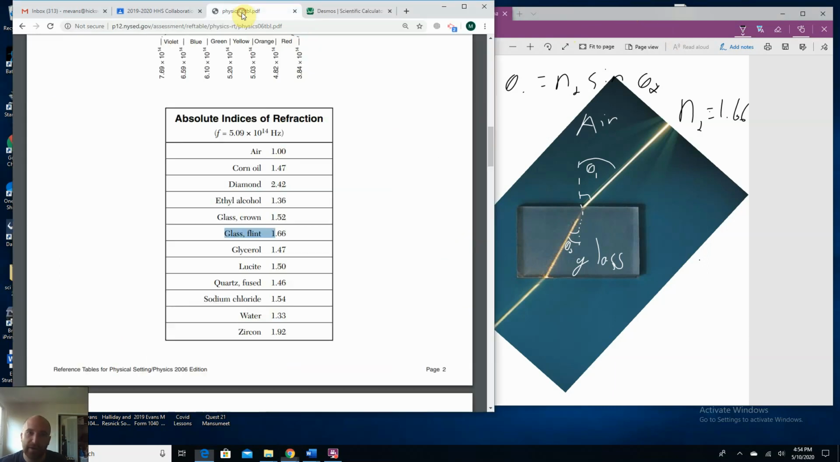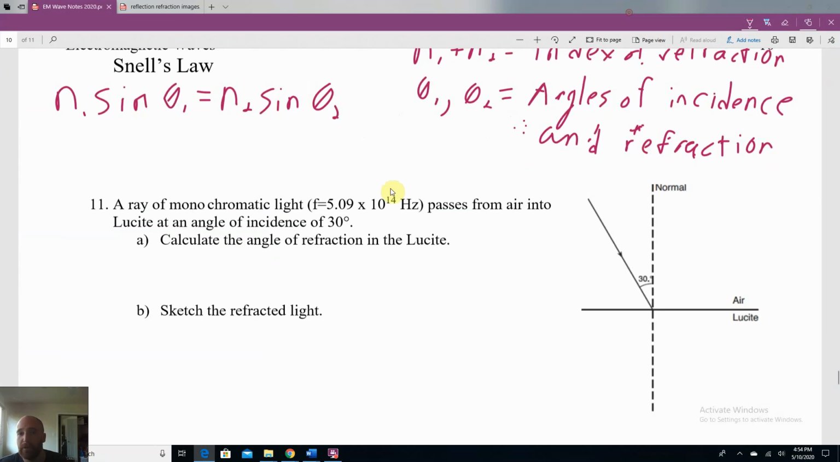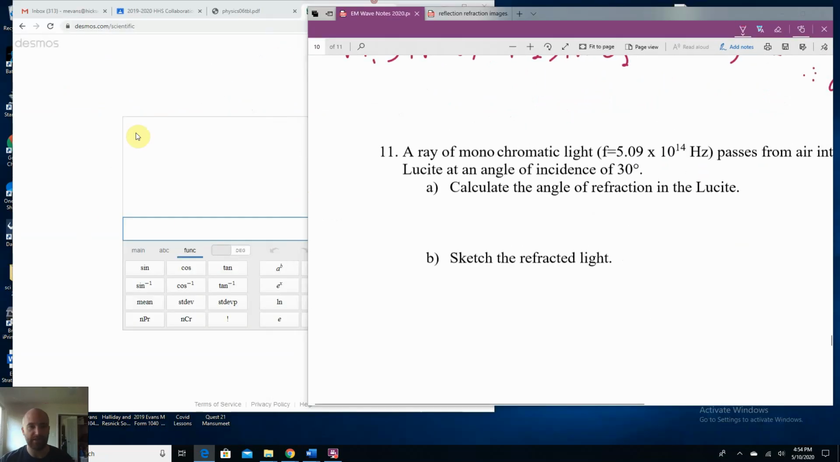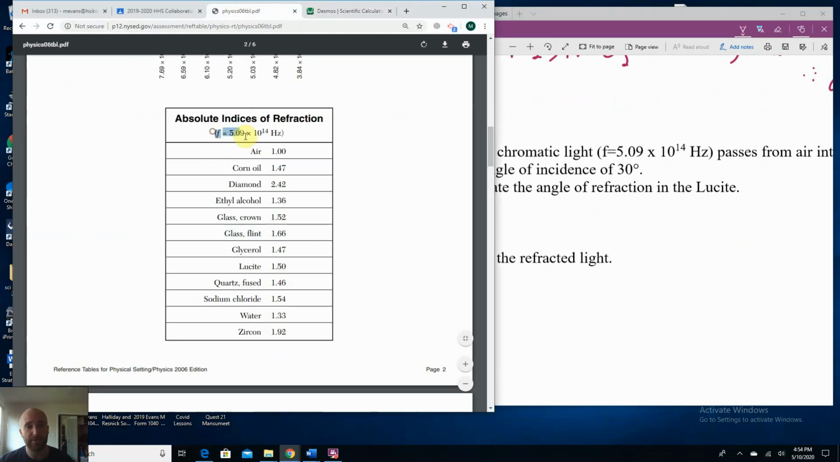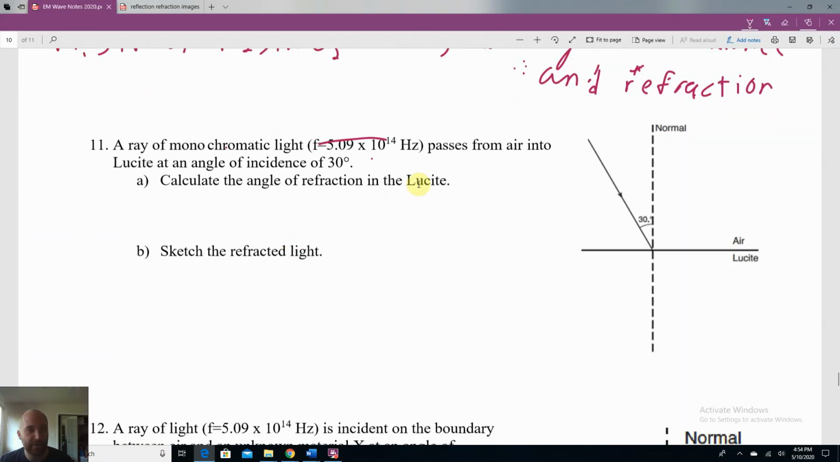That in mind, let's try a question. We'll see how it goes. Here's a good, full-of-reasons question. A ray of monochromatic light with a frequency of 5.09 times 10 to the 14 hertz passes from air into lucite at an angle of incidence of 30 degrees. They're always going to give you this same frequency because it matches your reference tables. This 5.09 is not going to affect our problem at all, so we're just going to look right past it. Calculate the angle of refraction in the lucite.